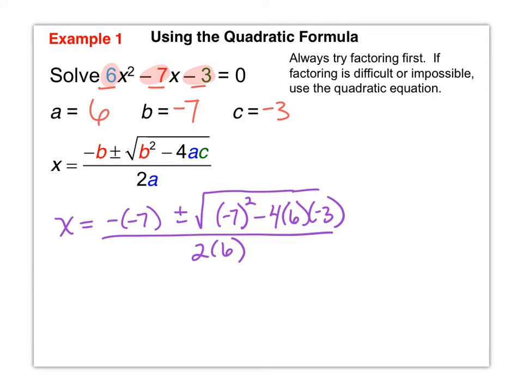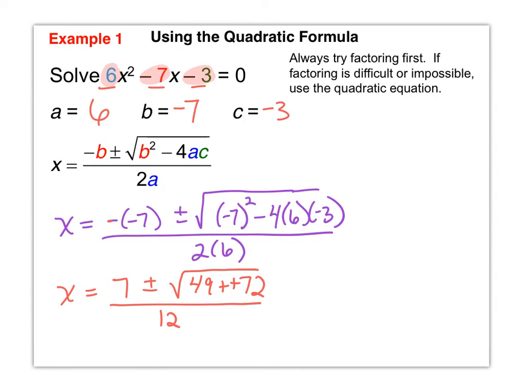Now let's simplify each part. Be careful with the order of operations here. The negative negative 7 is going to be a positive 7, plus or minus the square root of, do the exponents first. Negative 7 squared is a positive 49, minus 4 times a times c. Well, 4 times 6 times negative 3 is negative 72, and that minus a negative is going to be a plus, all over 2 times 6, which is 12.